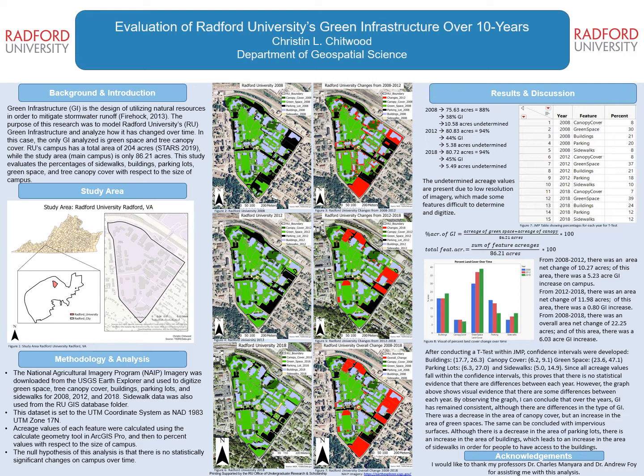The same can be concluded with impervious surfaces. There is an increase in the area of buildings, which leads to an increase in the area of sidewalks in order for people to have access to the buildings. In conclusion, over a 10-year period, there was no statistical evidence of changes on RU's campus for green infrastructure. However, visual observation can conclude that there were some changes that occurred.